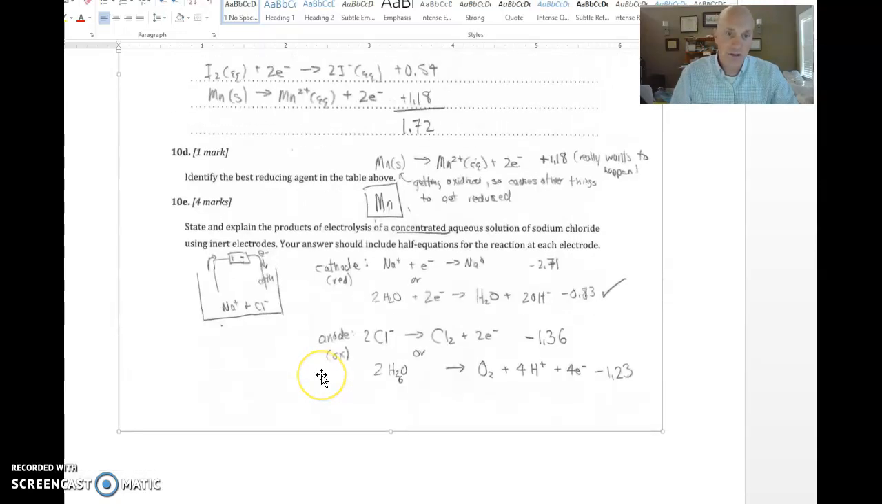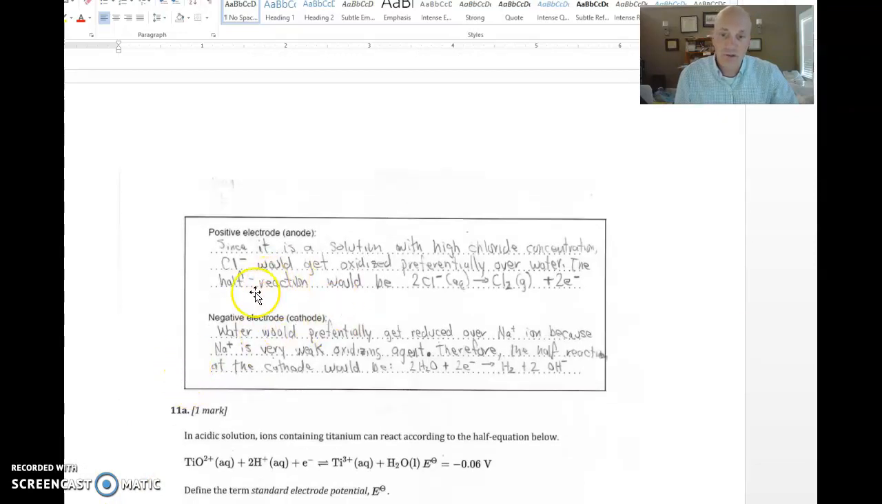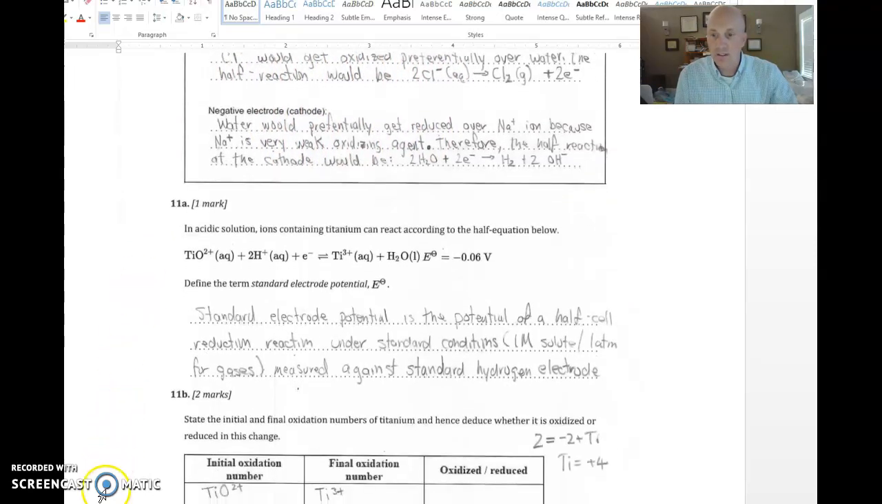All right, and just by comparison, if this had said dilute sodium chloride, this right here would be the preferred reaction, because what they want you to realize is that there's not enough concentration of that chloride ion around that electrode for that reaction to occur. All right, so these are the two answers that I would provide for those particular problems, and you can just read those yourself. All right, question 11.